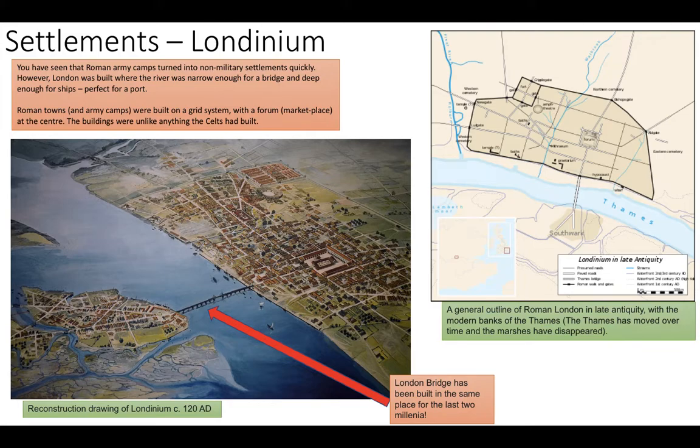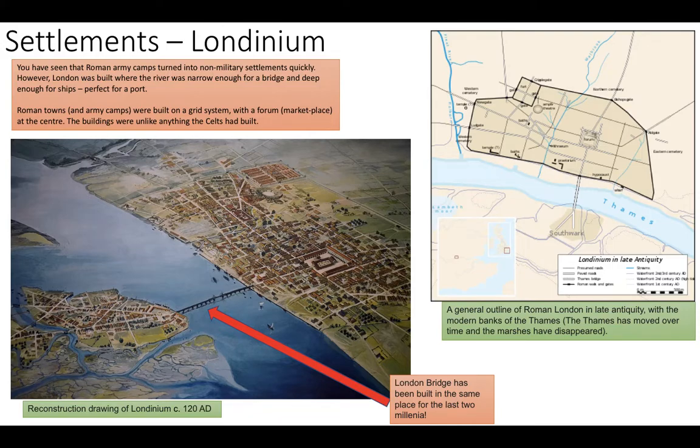London was built where the river was narrow enough for a bridge and deep enough for ships, perfect for a port. So the River Thames was very deep, but also it had a large bridge. And London Bridge has actually been built in exactly the same place for the last 2,000 years. So if you go to London Bridge, some form of bridge has been sitting on that site for the last 2,000 years.